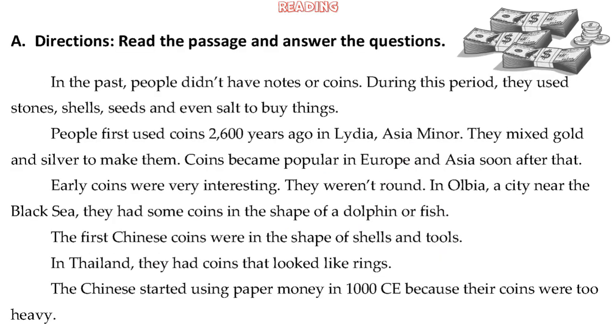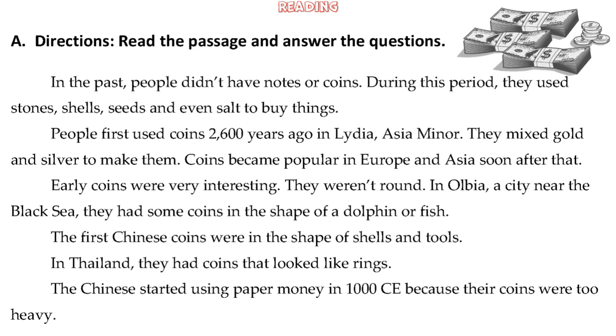Next part is reading and comprehension. We have to read it first, carefully, and understand it as much as we can. In the past, people didn't have notes or coins. During this period, they used stones, shells, seeds, and even salt to buy things. People first used the coins 2600 years ago in Lydia, Asia Minor. They mixed gold and silver to make them. Coins became popular in Europe and Asia soon after that.